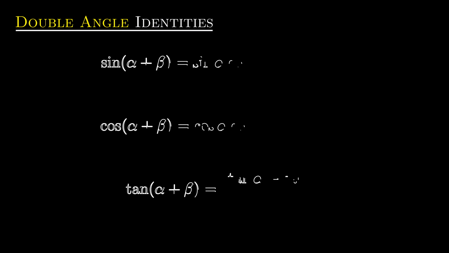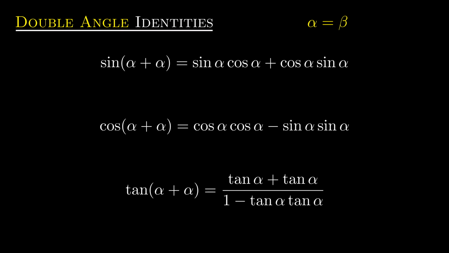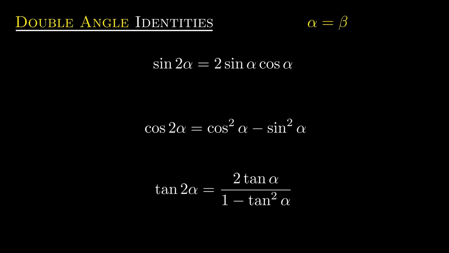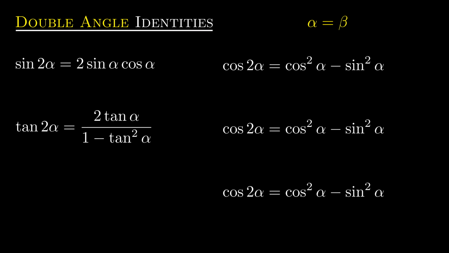Taking these sum identities from before, let alpha equal beta. When we do this, we derive the double angle identities, where a trig function is taken of two times an angle and simplified into a single angle. Now, the sine and tangent double angle formulas aren't really that interesting. The one we really want to keep an eye on is the cosine double angle identity, because it involves the square of cosine and sine. So we might be able to use the Pythagorean identities there.